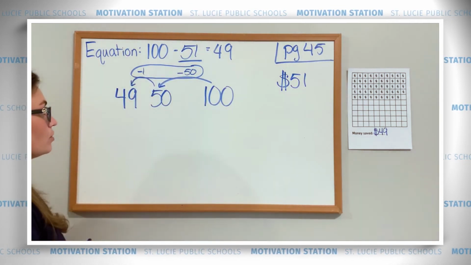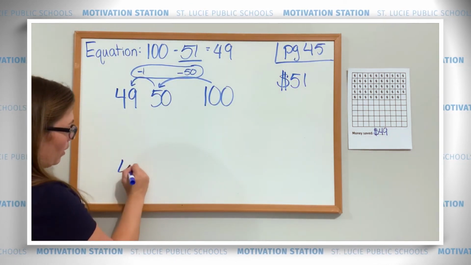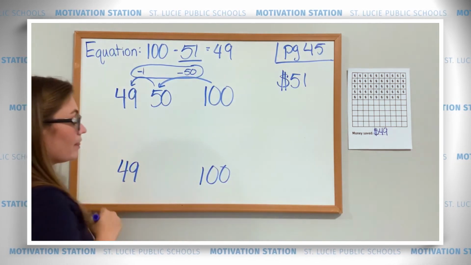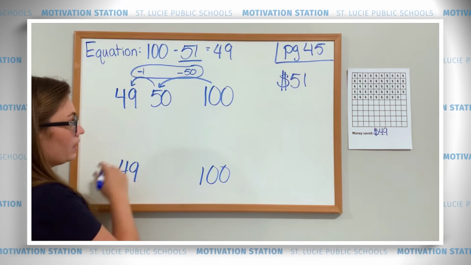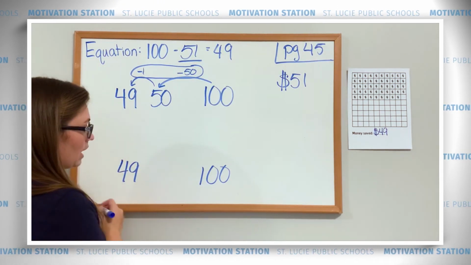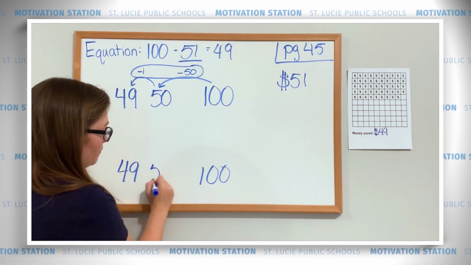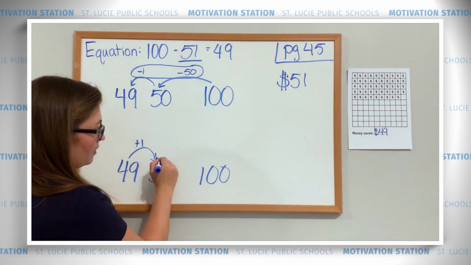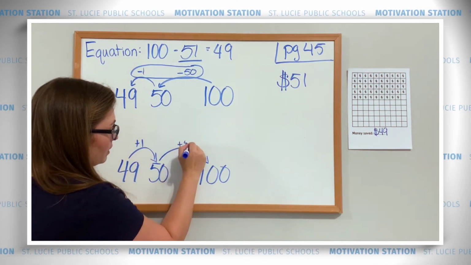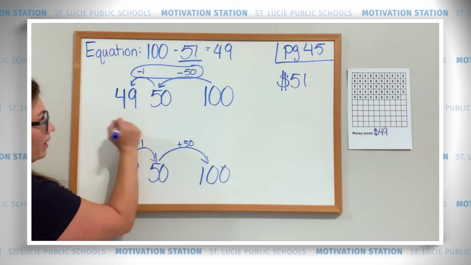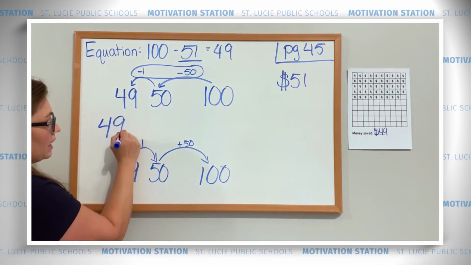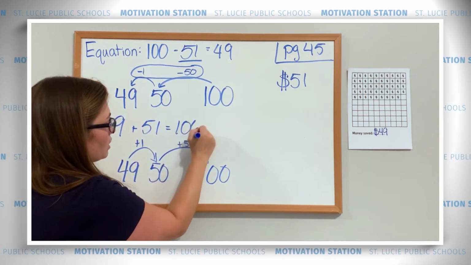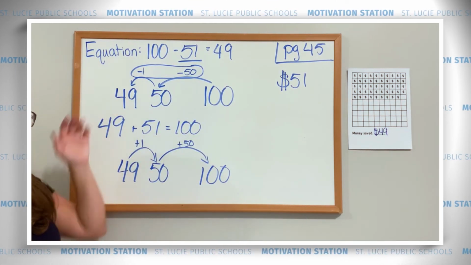I can also show this with addition. For my open number line, I'm going to put my 49 and my 100. But this time what I need to do is make my jumps forward. It'd be nice and easy to jump to 50 again. 49 to 50 is plus 1. 50 to 100 is plus 50. Now my equation would read 49 plus 51 equals 100. Go ahead and write that down now.